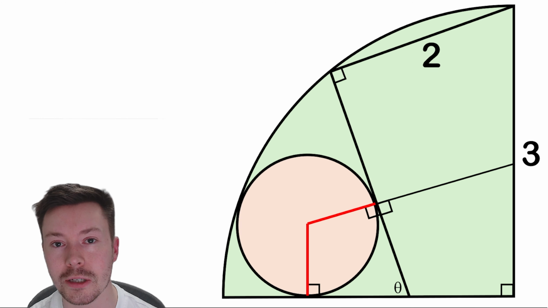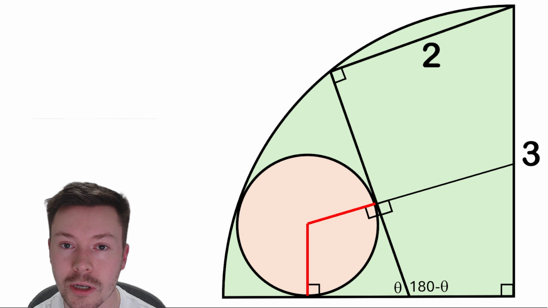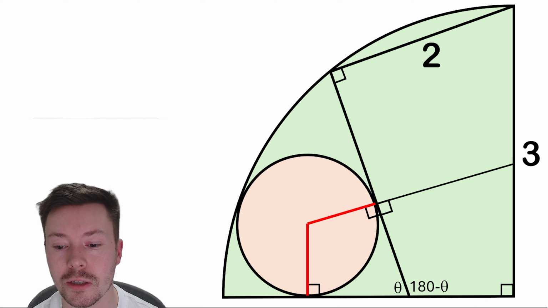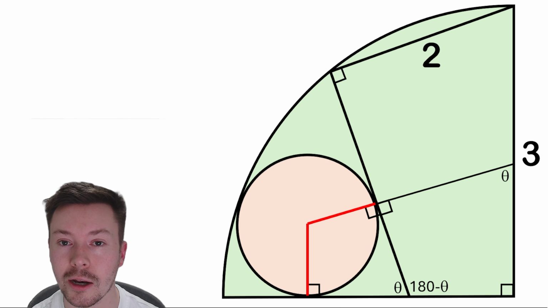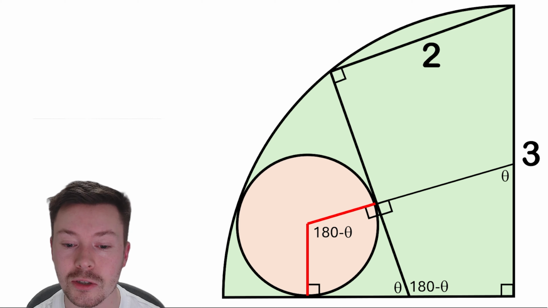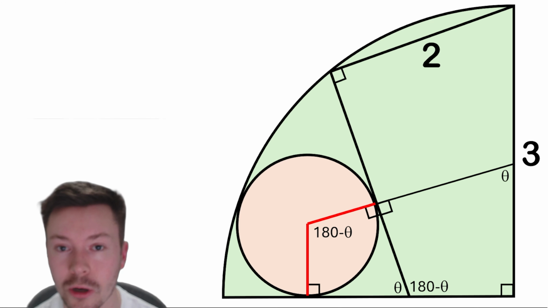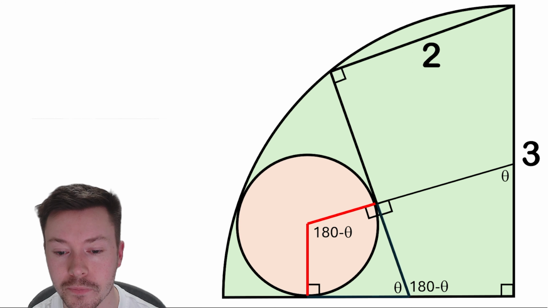From there, if I call this angle theta, this is 180 minus theta, and then because angles in a quadrilateral add up to 360, this must be theta, and likewise this must be 180 minus theta. Now what that means is those two quadrilaterals down there are going to be similar shapes because they've got all the same angles, and what we'll see in a second is that they are both kites.